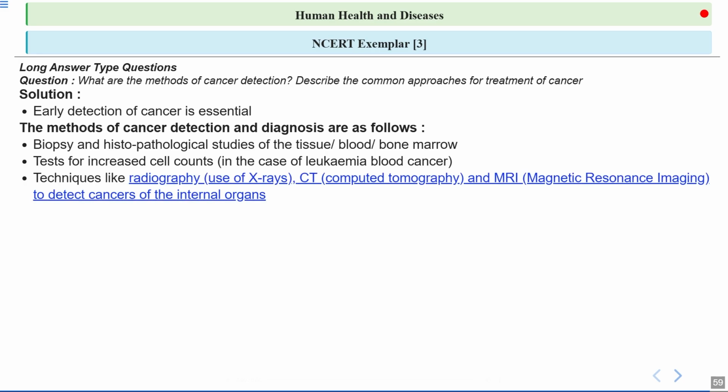Next, doctors also use imaging techniques like radiography, in which X-rays are used, then CT scan, and then MRI. Clear? So these techniques are used for the detection of cancer. These techniques are used to detect cancers of the internal organs as well.